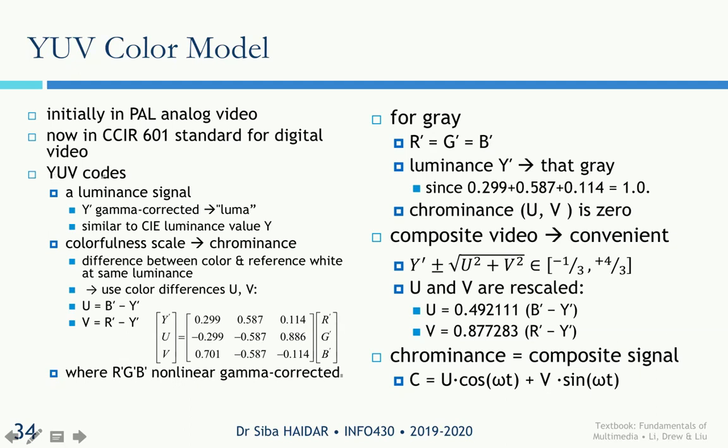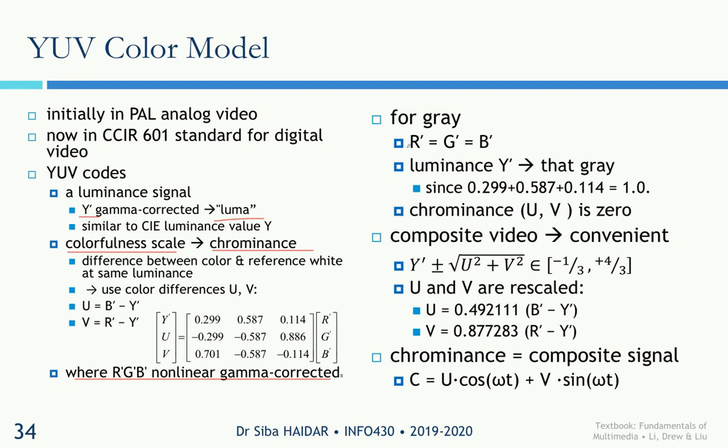So the YUV codes the luminance signal, which is Y, and it becomes Y prime when it is gamma corrected, and we refer to it by the name luma. And we have the colorfulness scale, which are U and V, and we call them the chrominance, the difference between color and reference white at the same luminance. So we use color differences, which are U equal B prime minus Y prime, and V equal R prime minus Y prime. And this is the transformation matrix when R prime, G prime, and B prime are nonlinear, because they are gamma corrected. So prime equals gamma corrected.